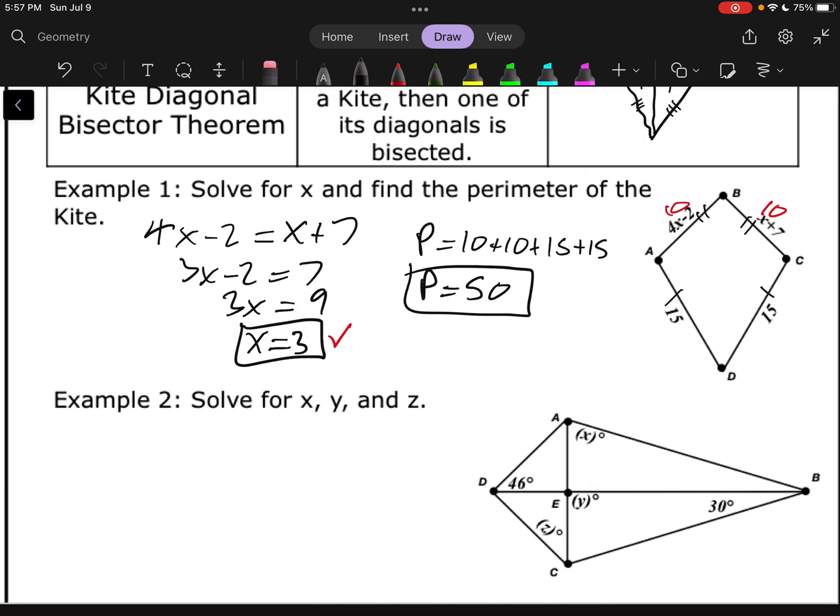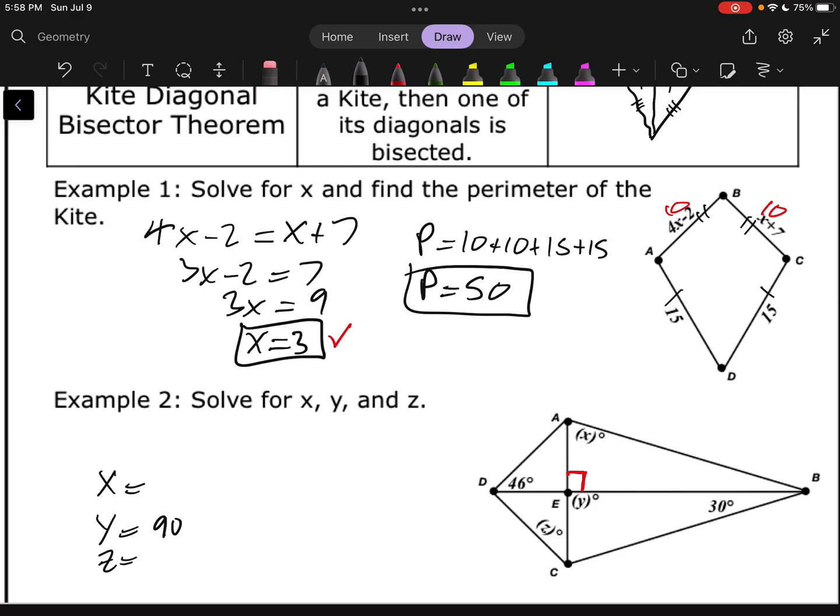For this one, we want to solve for x, y, and z if this thing is a kite. Okay, so what do we have going on here? We need to find x, y, and z. Let's look at where x is. Now, if this is a kite, this angle is a right angle because the diagonals form right angles. So right away, I know that y has got to be 90, because that's going to be another side of the 90.